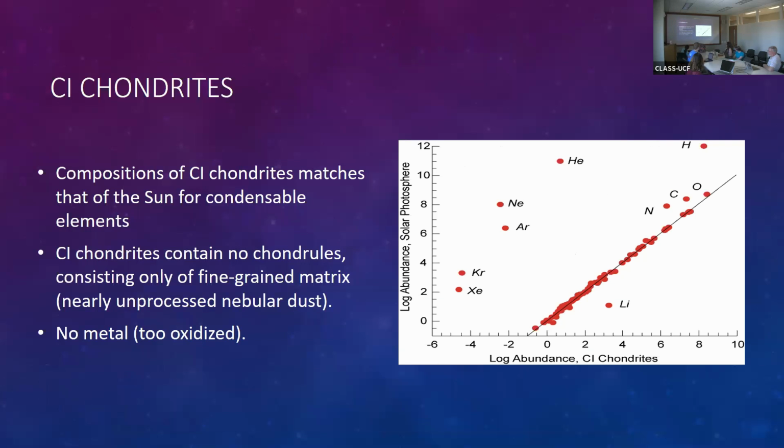Okay, right. So the CI chondrites are the ones that match the sun for condensable elements. It has no chondrules, it has a very fine grain matrix, and it has no metal because it's too oxidized. So you notice where the big depletions are in this. It's in noble gases, which don't chemically bind with anything, and things that are really volatile, like hydrogen and nitrogen. And for some reason, they concentrate lithium, which, oh, he was saying that they're destroyed in the sun. Yeah, lithium's broken down.